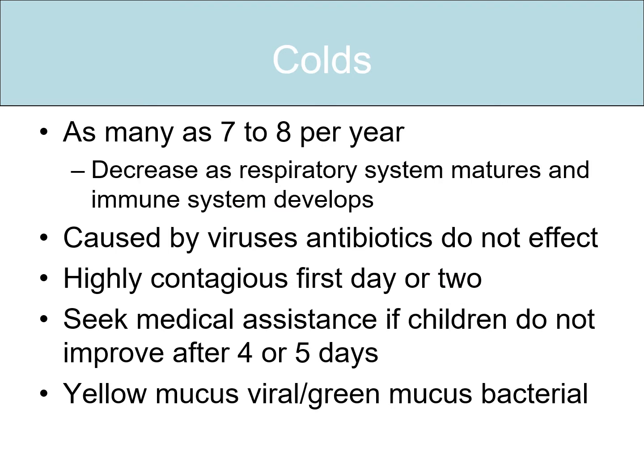Colds: children get as many as 7 to 8 per year. This decreases as the respiratory system matures and the immune system develops. It's caused by viruses that antibiotics don't affect, and we can't get any immunizations for colds. They're highly contagious in the first day or two. We want to seek medical assistance if a child does not improve after 4 or 5 days. Yellow mucus means it's viral, and green mucus means bacterial infection.